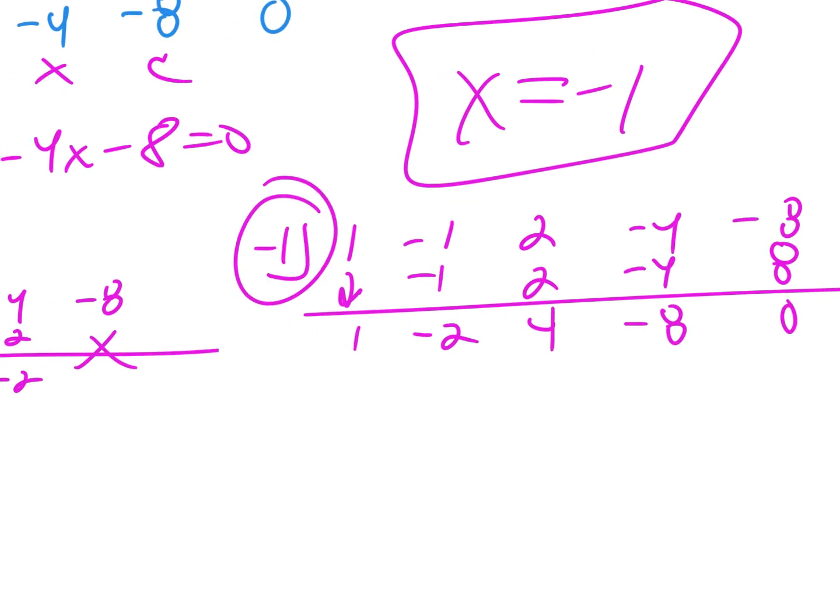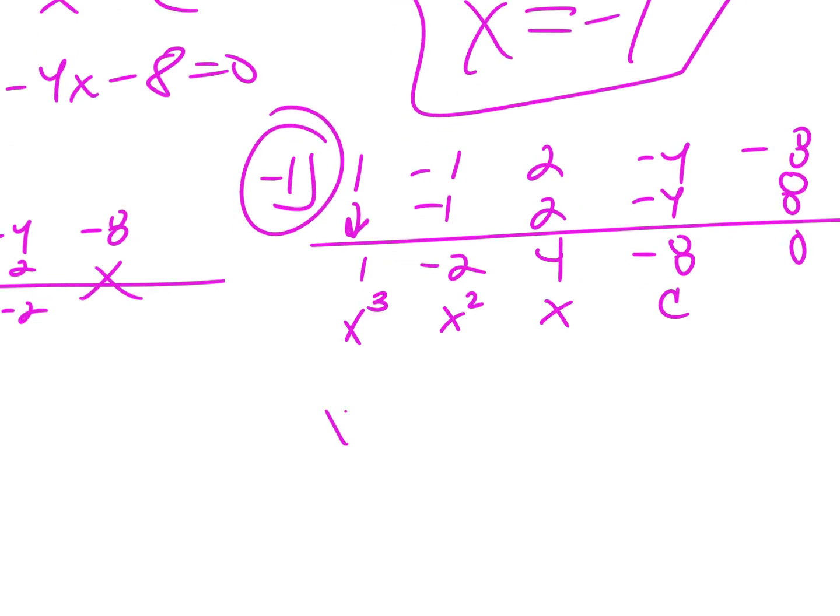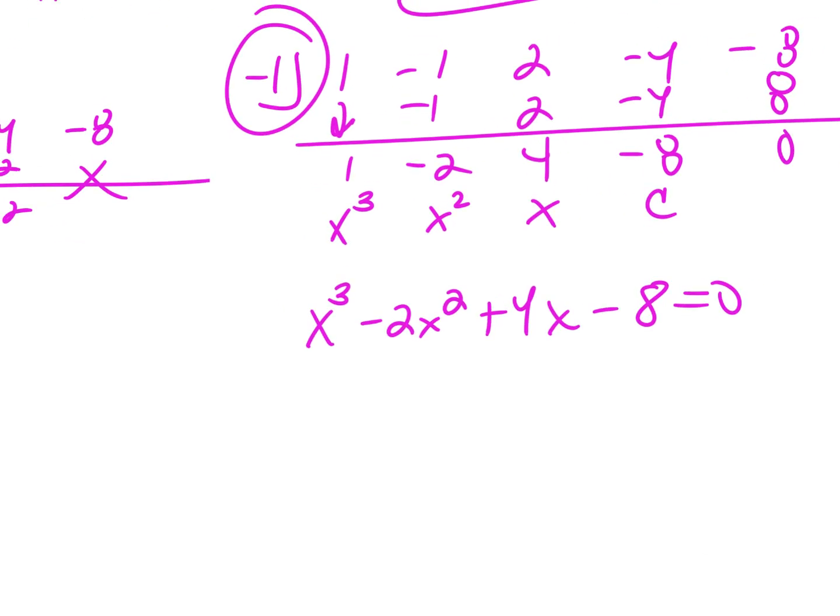So now what do we have left over? Well, we started off with x to the fourth, so my answer is x cubed. This is x squared. This is x. This is my constant. So you have 1x cubed minus 2x squared plus 4x minus 8 equals 0. Now, from this point, guys, could you do P over Q again? Could you do synthetic division? Absolutely. But check to see if you can factor it.